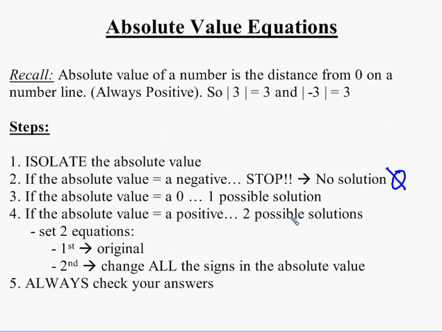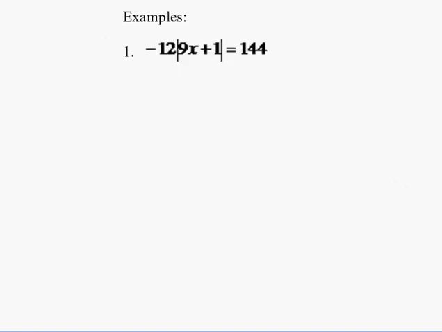Because of having 2 possible solutions, you have to set up 2 equations. The first one's going to be the original. It's going to be as is, drop everything down, except the absolute value signs. The second one is you're going to change all the signs inside the absolute value sign. And then once you get your answers, you're going to check your answers. This becomes super important when you have it set equal to an expression because you don't know what it's set equal to. So let's look at a few examples.